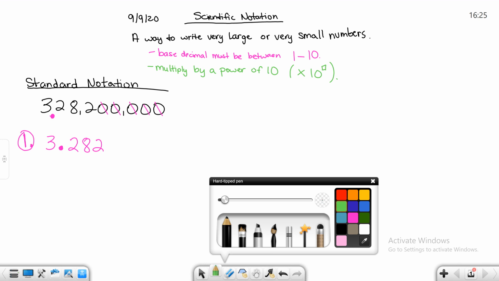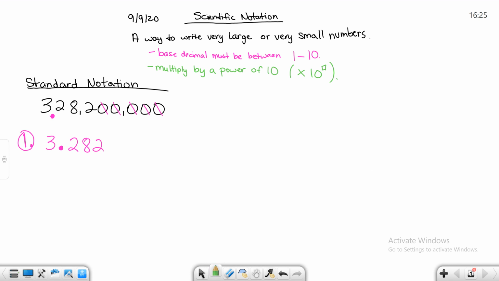My second step is to write this into a power of 10, or multiplied by a power of 10. So I'm going to go ahead and write that down again. 3.282 multiplied by 10, but I need to know what exponent goes there. What is that little number on top? What is the value of that power? So that's going to be very easy. I'm going to show you guys how to count.